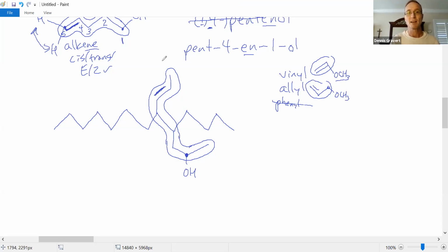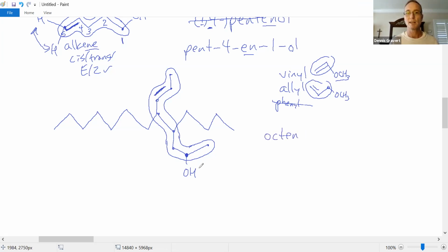Okay, found it. That was step 1. Found the longest chain with the most important functional groups. Step 2 is to name it. All right, so I got 1, 2, 3, 4, 5, 6, 7, 8 carbons. That's octane. Change it to ene.